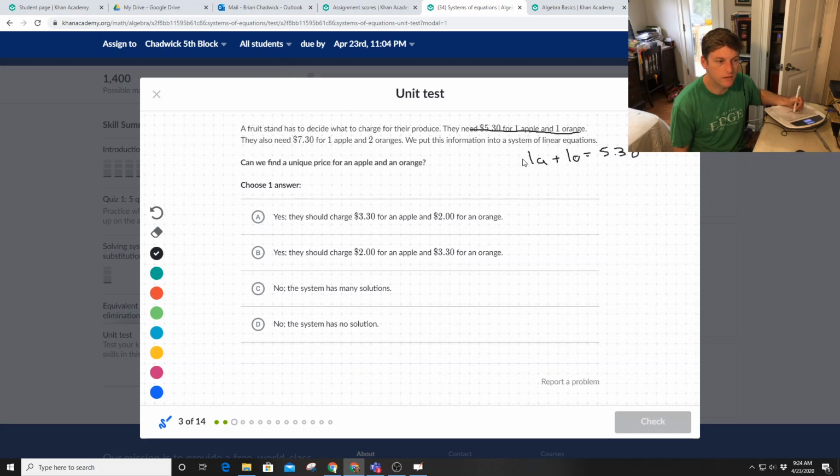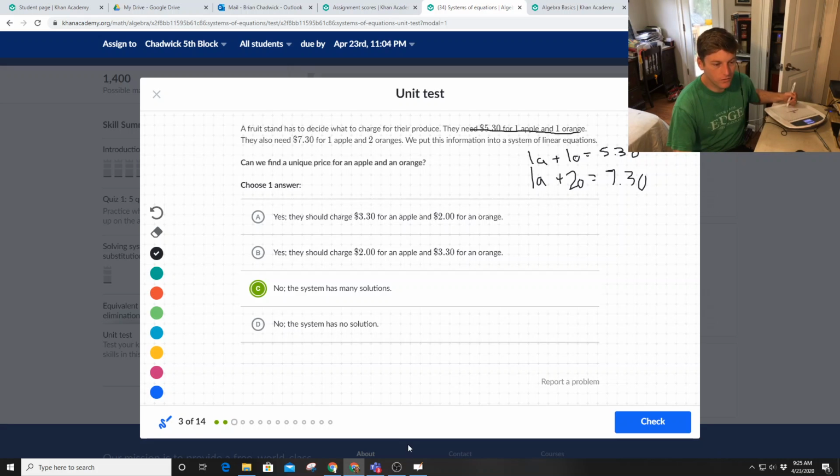Now our second equation is one apple plus two oranges equals 7.30. Now these are two equations, and I can actually solve this stuff. So are there going to be many solutions? Well, I don't think so. Are they the same line? No. Does the system have no solution? I don't agree with that either. Actually, I'm going to go back. Maybe there are many solutions. I apologize.